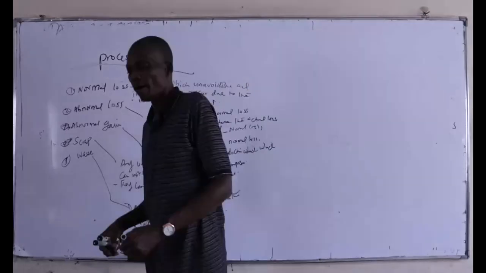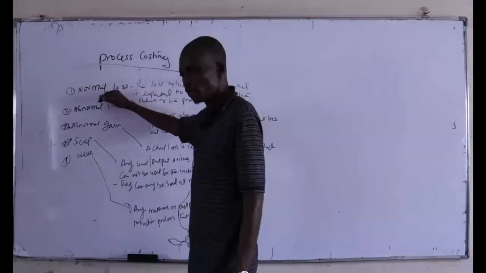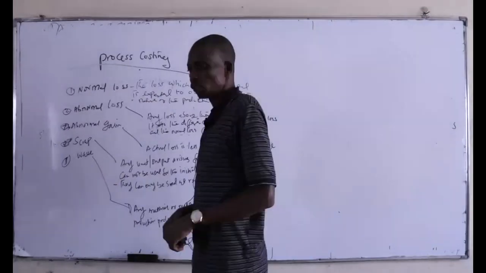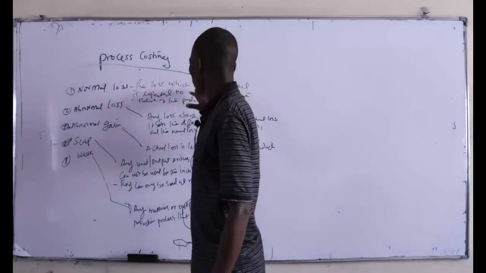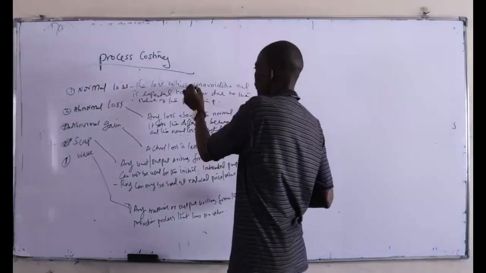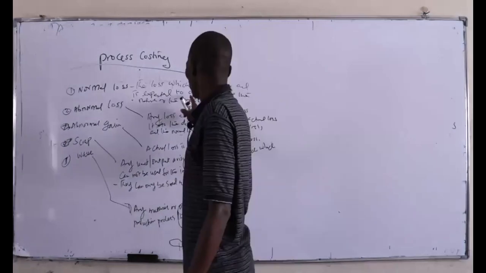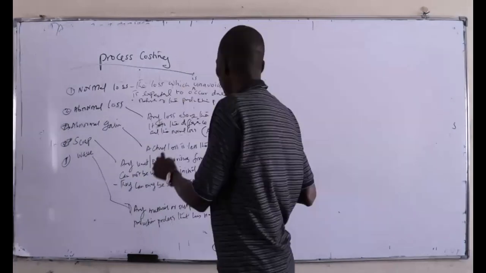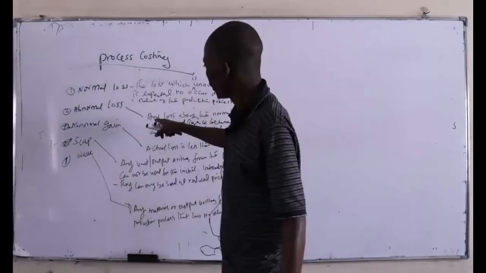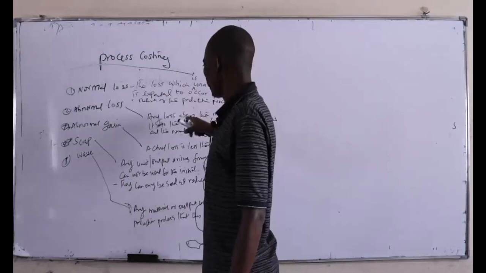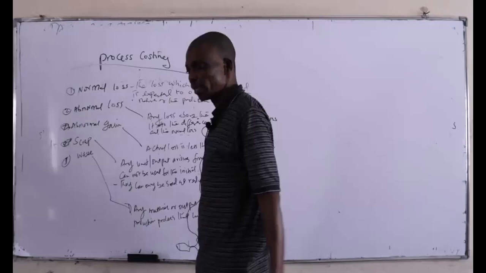Now we have normal loss. If you are told in an exam to define what normal loss is, you should be in a position to do so. It is the loss which is unavoidable and is expected to occur due to the nature of the production process. And then abnormal loss is any loss above the normal loss. It is the difference between the actual loss and the normal loss. Where the actual loss is higher than what you had expected, then the difference is what you refer to as abnormal loss.